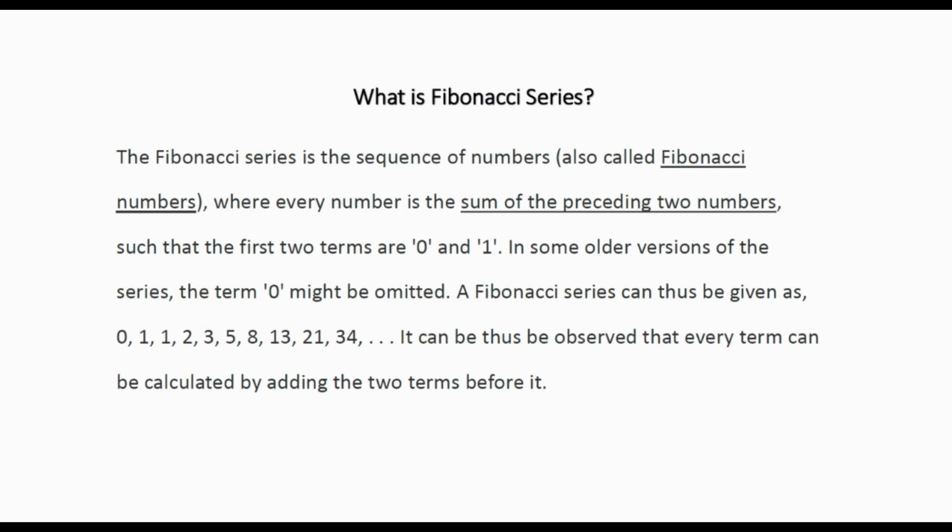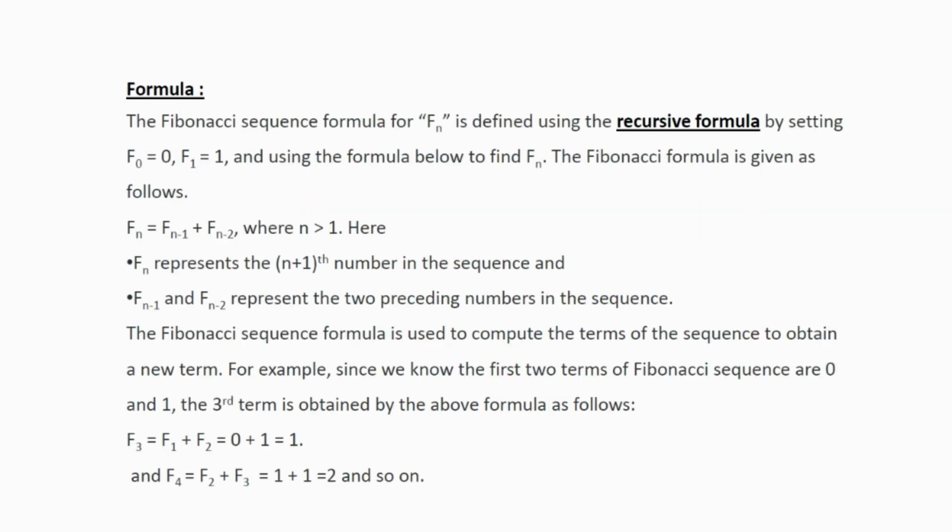Our next question is, how can we calculate a Fibonacci number? So the Fibonacci sequence formula for Fn is defined using the recursive formula by setting F0 equals 0, F1 equals 1, and using the formula below to find Fn. The Fibonacci formula is given as follows. Fn equals Fn minus 1 plus Fn minus 2, where n greater than 1.